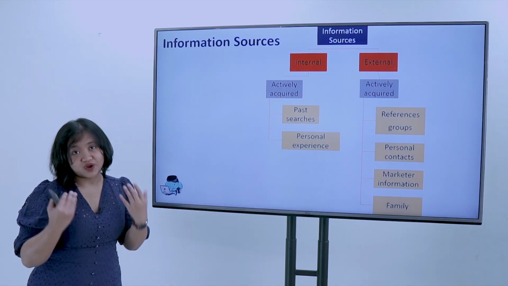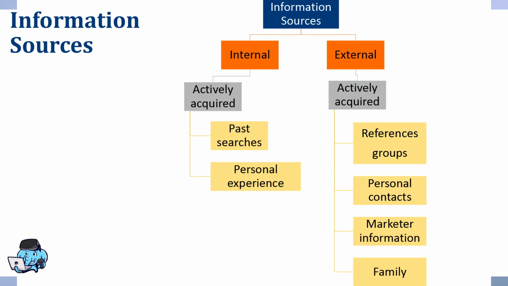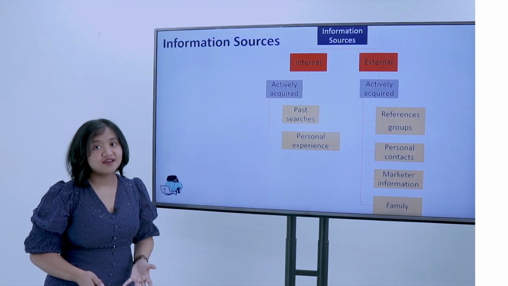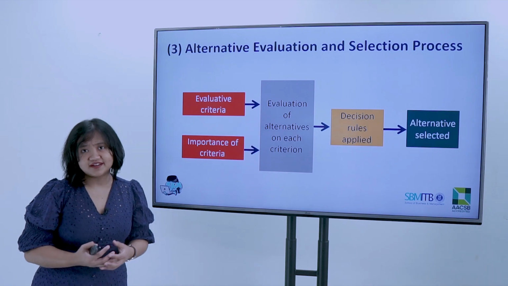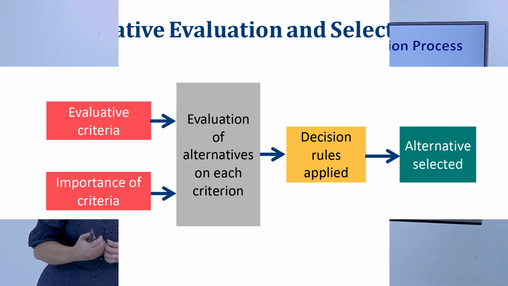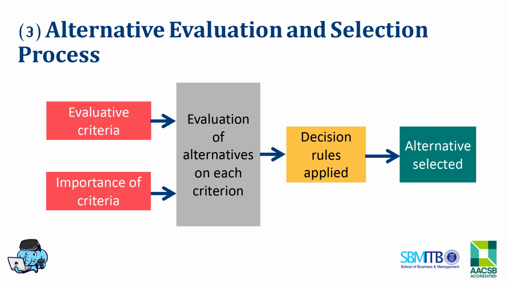So where do we get the information sources? We get it from the internal, about our past searches and our personal experience, and we also get it from the external: our reference group, our personal contacts, the marketer, and our family. Those are basically the sources we use. And then next is the alternative evaluation and selection process.